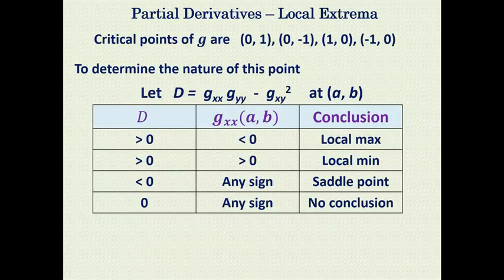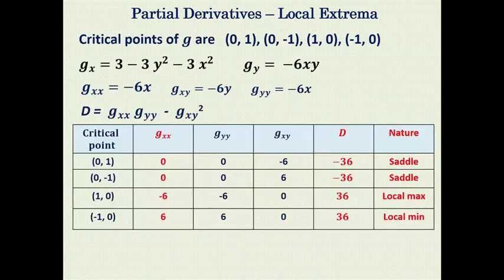And we're going to perform this test to determine the nature of each of them. Let's do this in an organized manner. Here's just a suggestion how we can present our answers. We draw a table listing down the critical points as well as all the ingredients that we need. In this case, the second order derivatives as well as this important quantity D. And finally, one column for the conclusion.